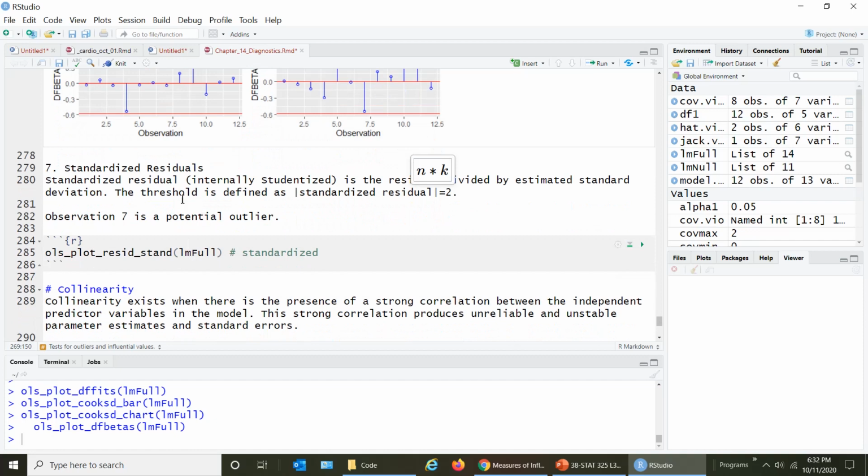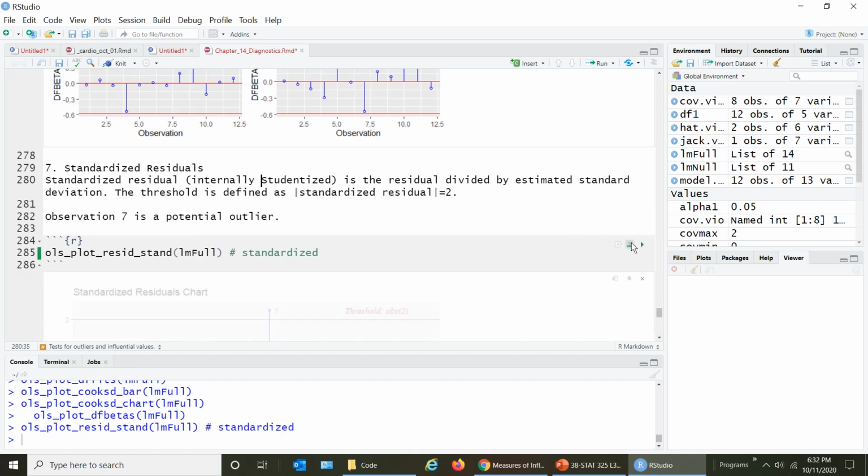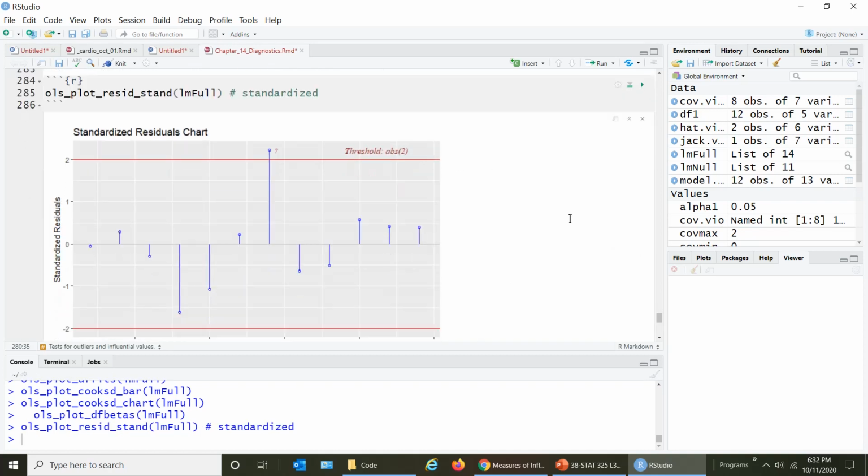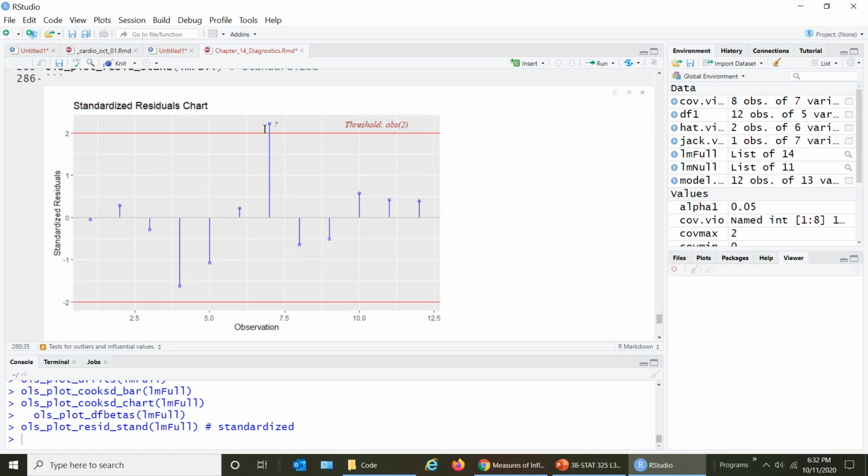So now let's look at the standardized residuals. And these are called internally studentized. And again, that means that we're dividing by the standard deviation. And the threshold is usually 2. So anything above 2 is considered an outlier, and we see again observation 7 is beyond that threshold.